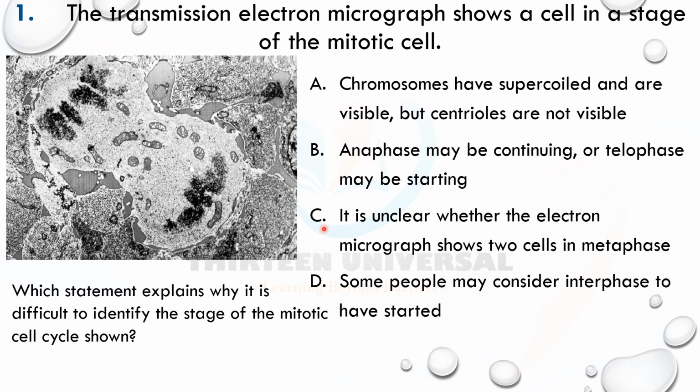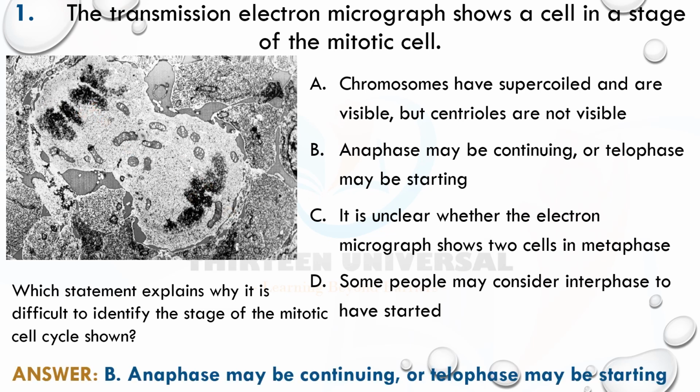But let's check the other ones. C says it is unclear whether the electron micrograph shows two cells in metaphase. This is not metaphase. If it were metaphase, the chromosomes would line up at the equator, which is a typical characteristic of metaphase. But here they are separated. D says some people may consider it interphase. No, this is not interphase, because in interphase chromosomes are not visible. So the answer is B: anaphase may continue or telophase may be starting.